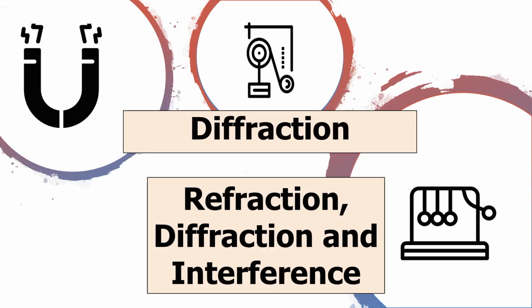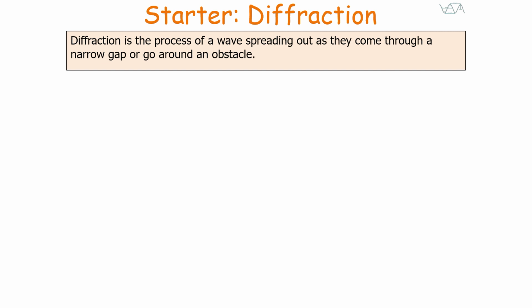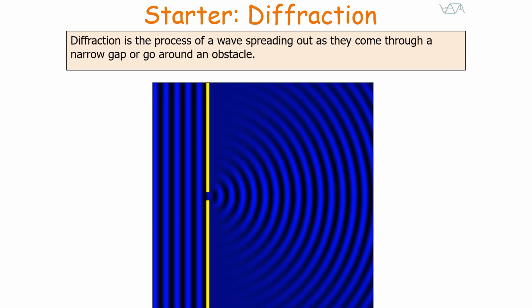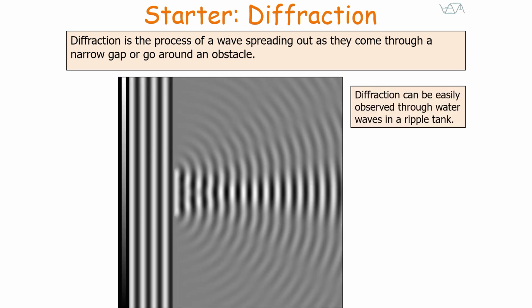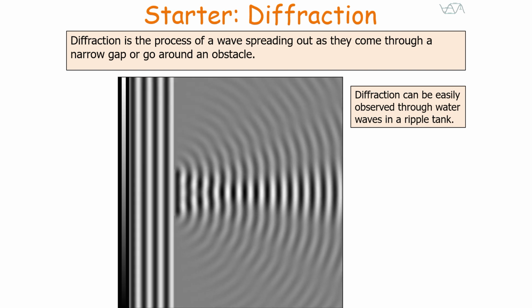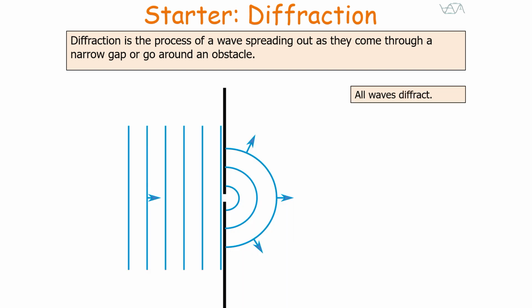Let's now have a look at the concept of diffraction. Diffraction is the process of a wave spreading out as it comes through a narrow gap or goes around an obstacle. That's very important, as you can see in the following diagram. It's also important to note that diffraction can easily be observed through water waves in a ripple tank.